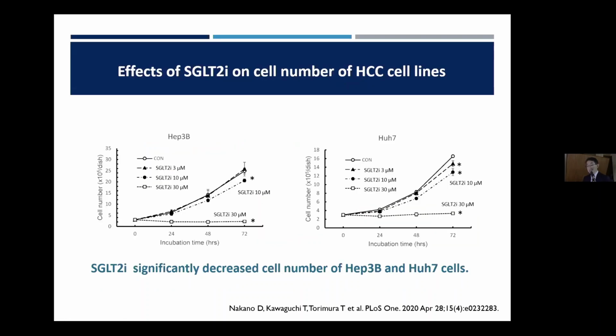Then we investigated the effect of the SGLT2 inhibitor on the proliferation of HCC cell lines. We added the SGLT2 inhibitor to the culture medium of the HEP3B cells and Q7 cells. The concentration we used here is a physiological level, and the SGLT2 inhibitor significantly suppressed cell proliferation in a dose-dependent fashion in HEP3B cells and Q7 cells.